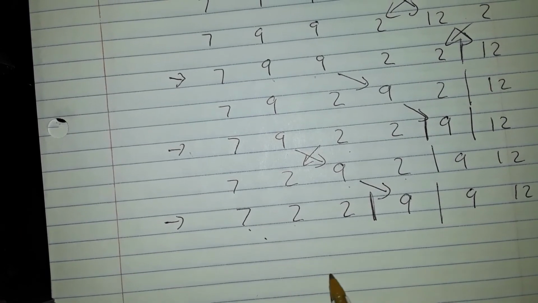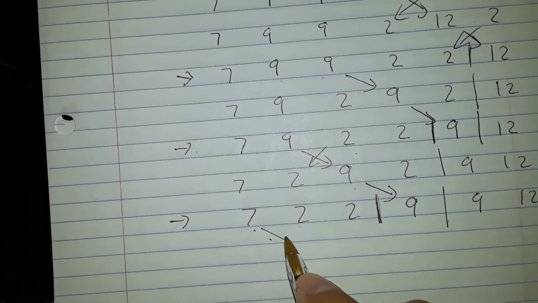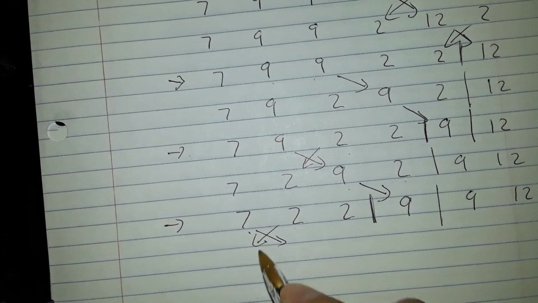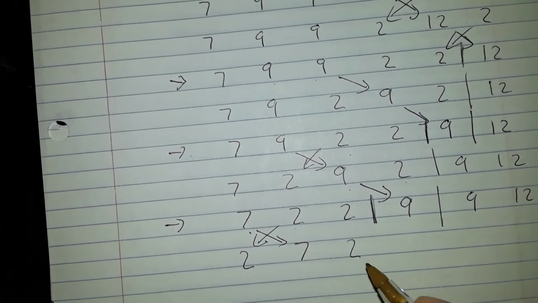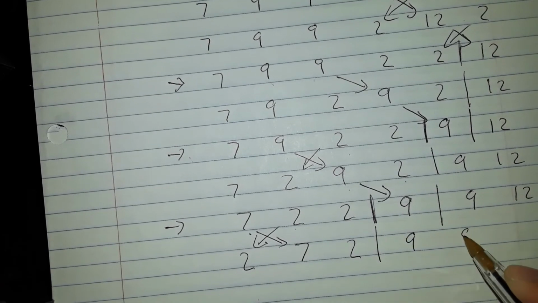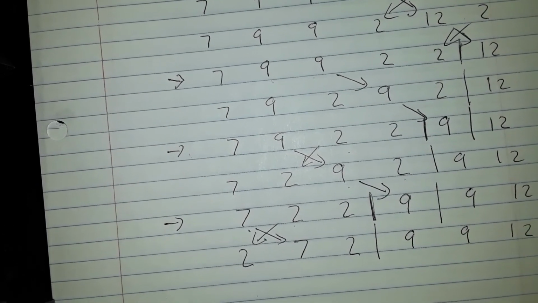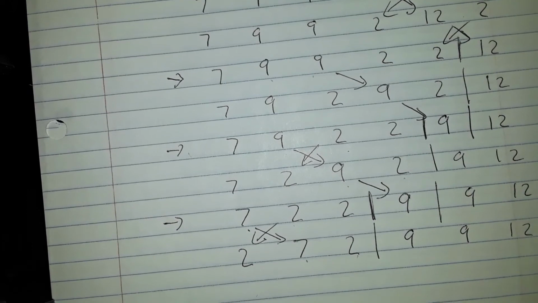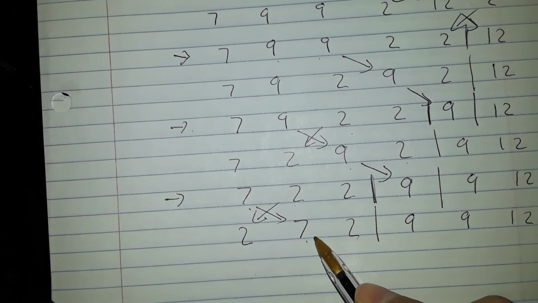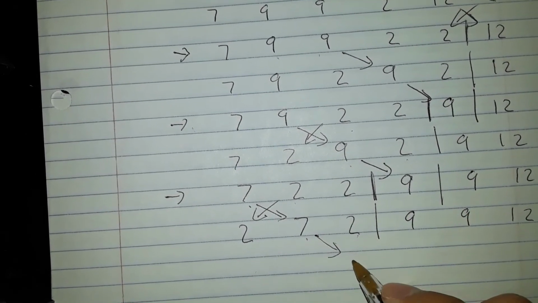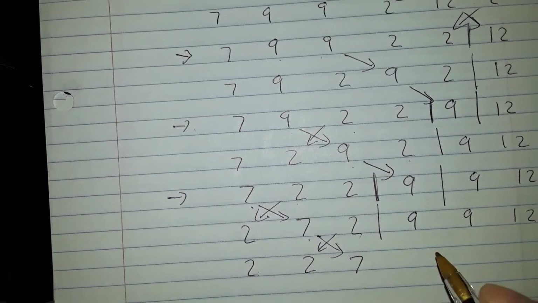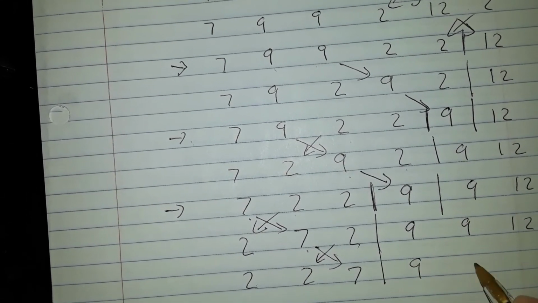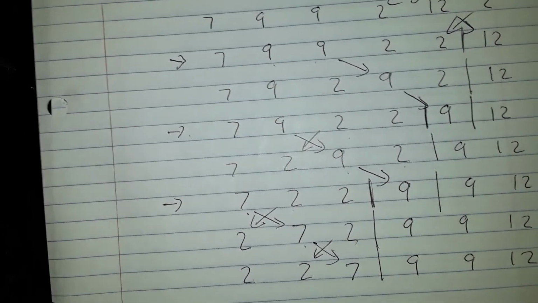So 7 and 2. 7 is definitely bigger than the 2, so we swap. So 7 comes here, 2 is here, 2 is here, and locked in are the 9, 9, and 12. And then is 7 bigger than the 2? It is. So then the 7 comes over here, 7, 2, and of course now we've reached the end of the array.